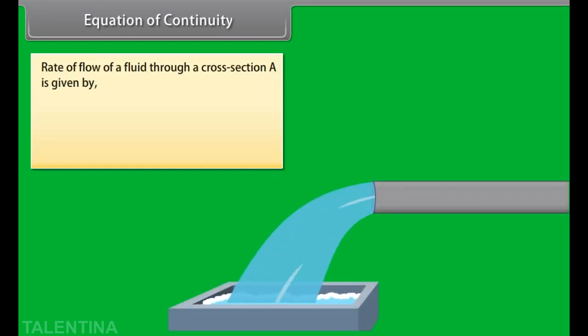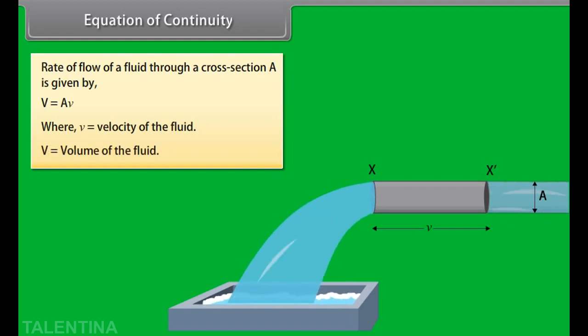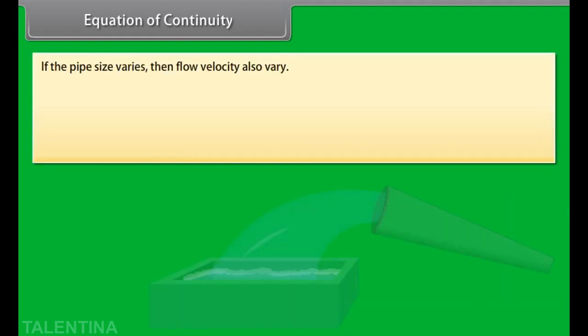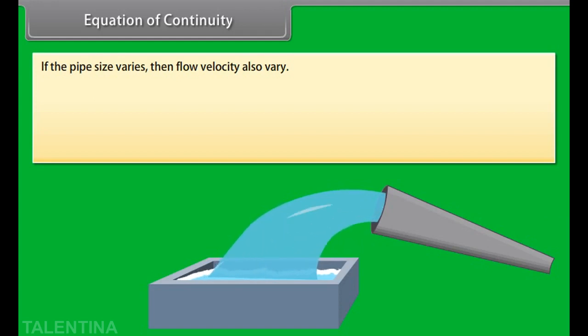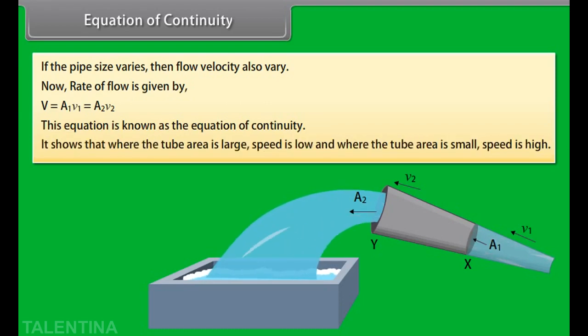Equation of continuity. The rate of flow of a fluid through a cross-section A is given by V = Av, where v is the velocity of the fluid and V is the volume of the fluid. If the pipe size varies, then flow velocity also varies. Now, the rate of flow is given by V = A1v1 = A2v2. This equation is known as the equation of continuity. It shows that where the tube area is large, speed is low, and where the tube area is small, speed is high.